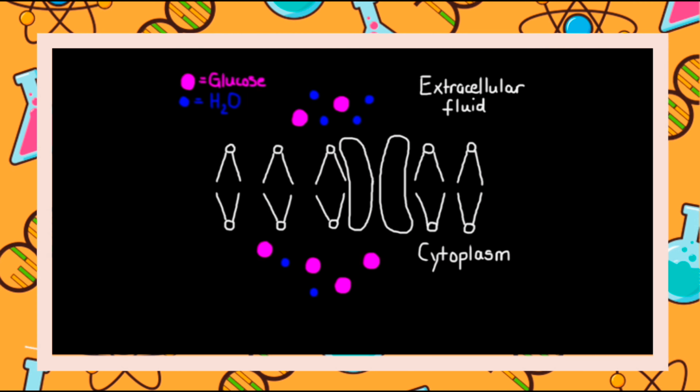The result shows that the water is moving from an area of low solute concentration to an area of high solute concentration across a semi-permeable membrane. This illustration shows what happened in the experiment.